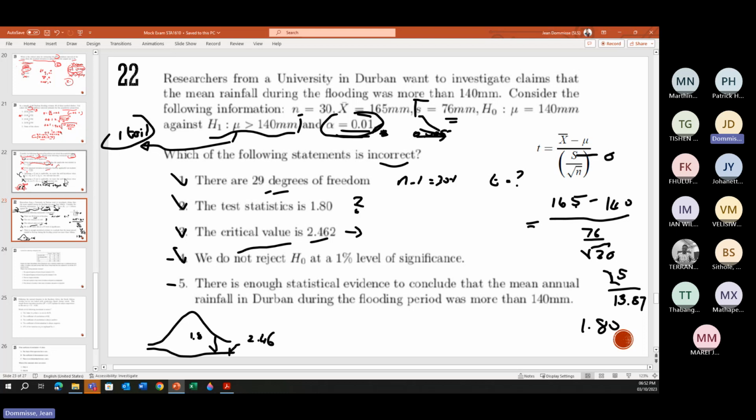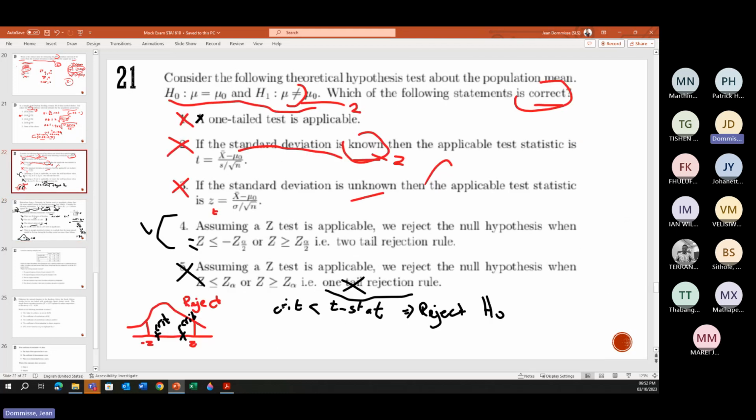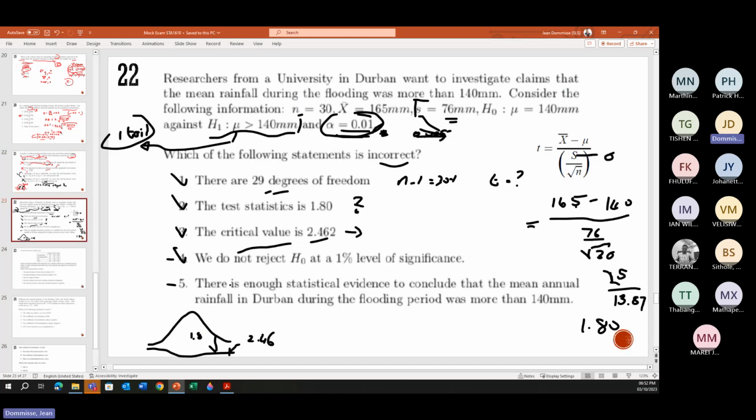Which is correct. There the T-stat was bigger than the critical value. Here the T-stat is smaller than the critical value, so we do not reject the null hypothesis. And then obviously this other one is the opposite, because there is not enough statistical evidence to conclude that the mean annual rainfall during the flooding period was more than. So that one is the incorrect one.